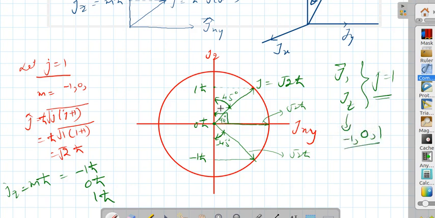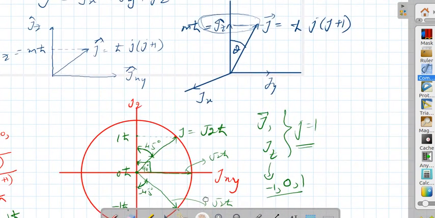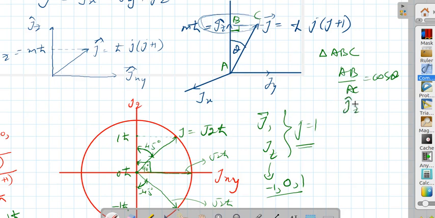Let me try to calculate this angle. If I go back to this diagram, let me call this point A, this point B, and this C, and say it is making an angle theta. So in triangle ABC, AB upon AC is nothing but cos theta. AB is the value of jz, and AC is the value of j, so it is equal to cos theta. That's what we have to keep in mind.